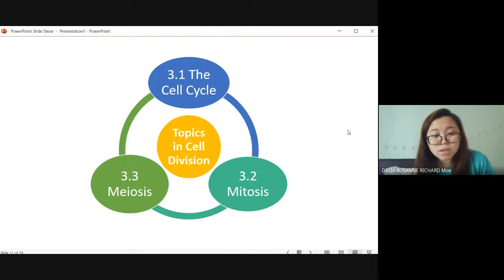In chapter 3, you learn about what is the cell cycle, what is mitosis, what is meiosis, and this is also the chapter where I asked you to draw many cells and submit your cell drawings. Good job on your cell drawings. And that's it. Chapter 3 is quite short.